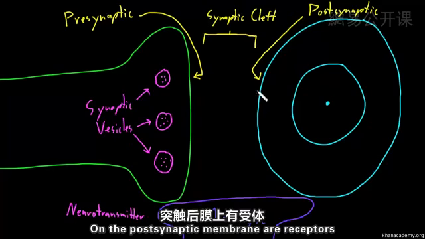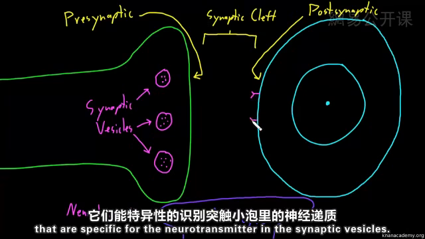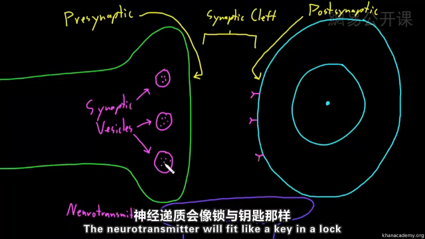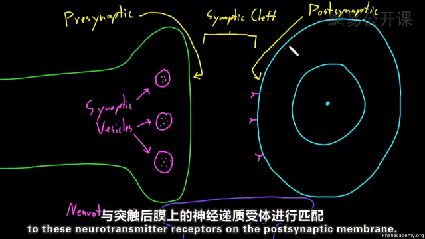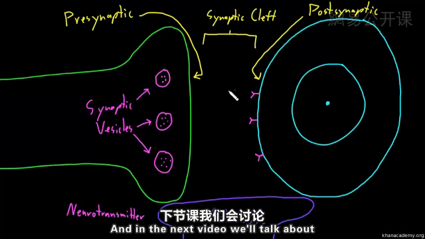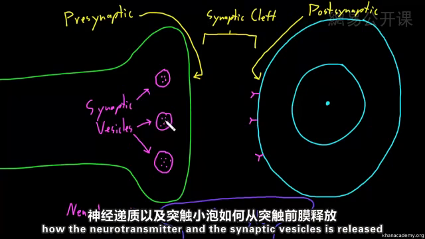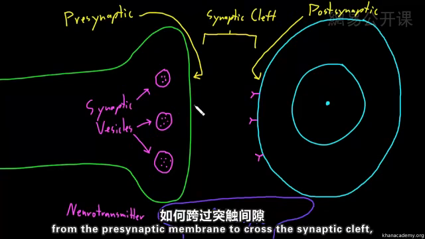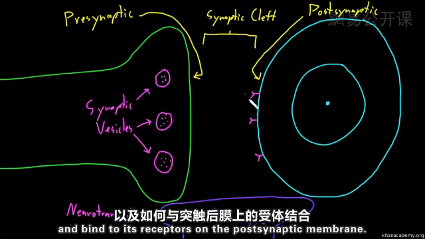On the postsynaptic membrane are receptors that are specific for the neurotransmitter in the synaptic vesicles. The neurotransmitter will fit like a key and a lock to these neurotransmitter receptors on the postsynaptic membrane. And in the next video, we'll talk about how the neurotransmitter in the synaptic vesicles is released from the presynaptic membrane to cross the synaptic cleft and bind to its receptors on the postsynaptic membrane.